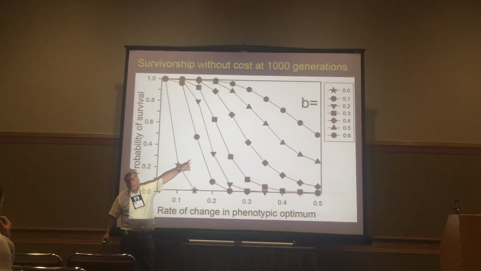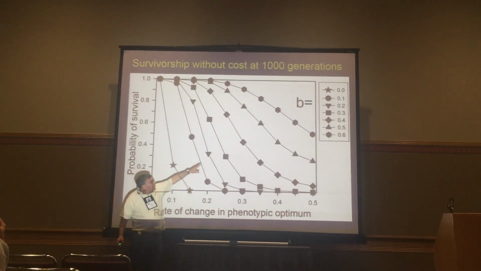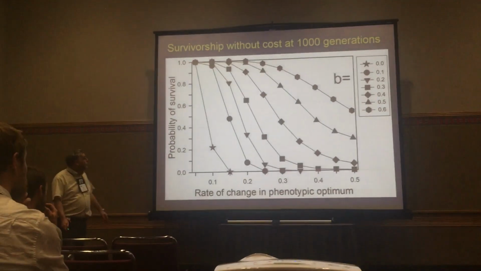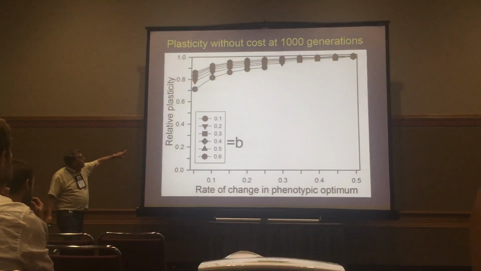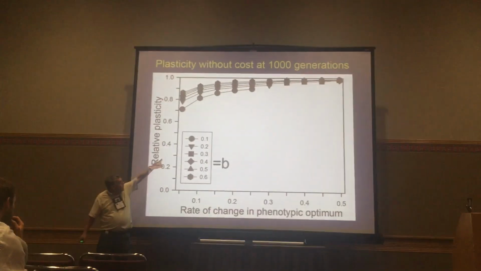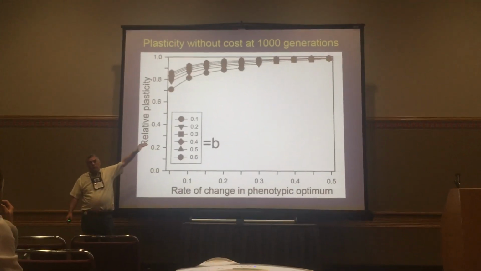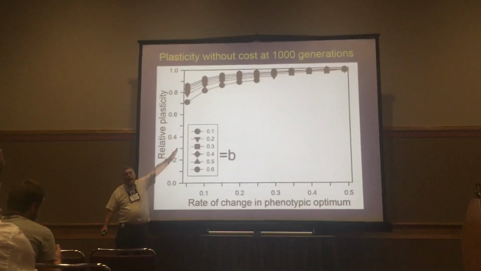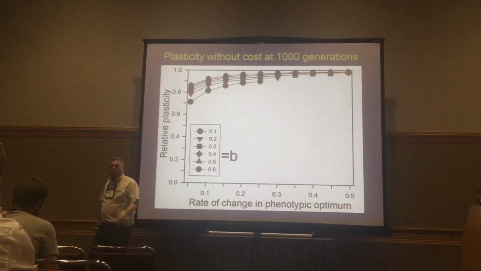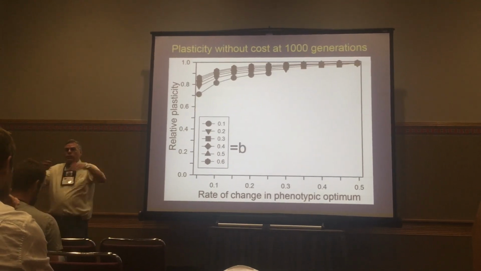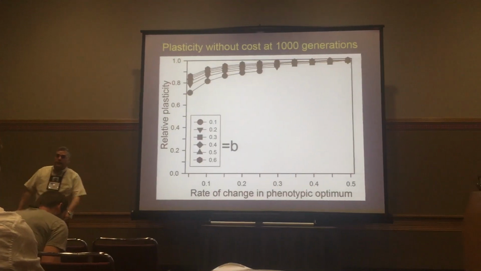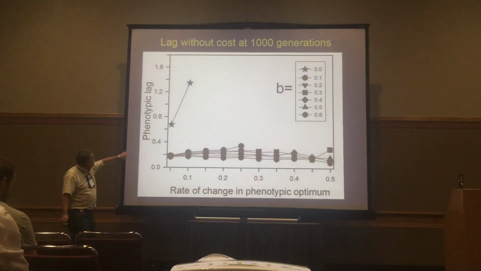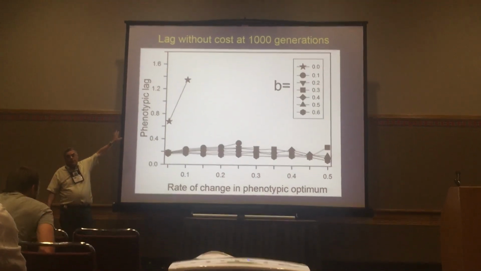The survival to 1,000 generations increases as the amount of plasticity increases. Again, what you would expect. And here's what's happening with relative plasticity. So even those populations that have relatively low plasticity, out at 1,000 generations, have evolved to almost pure plasticity. So with no cost to plasticity in the system, all is very good. So the last little bit here is phenotypic lag.